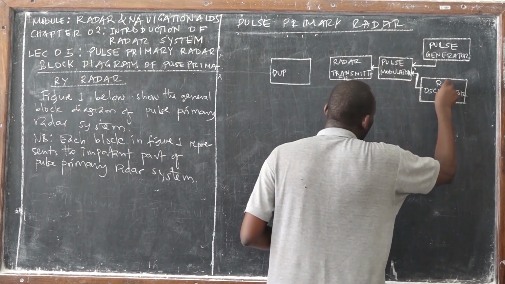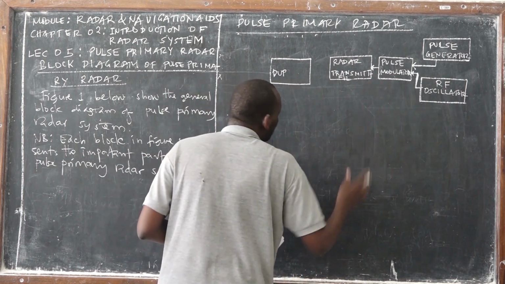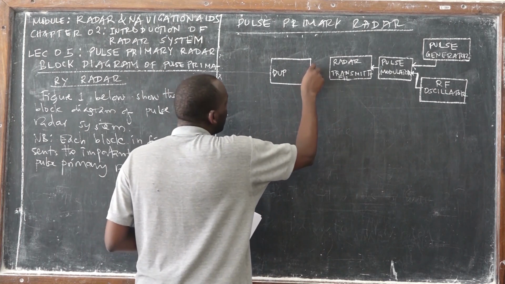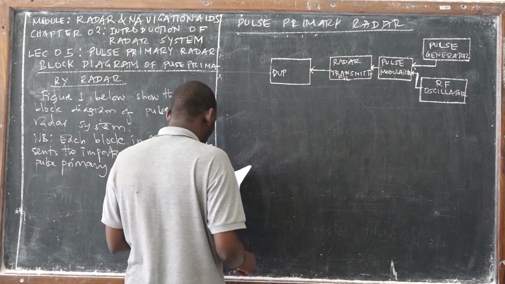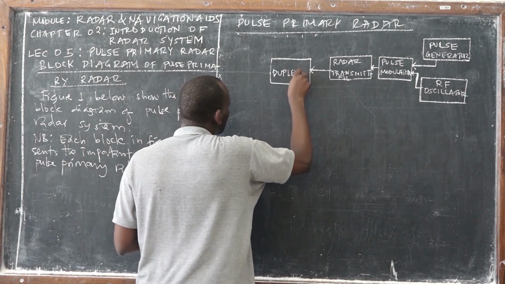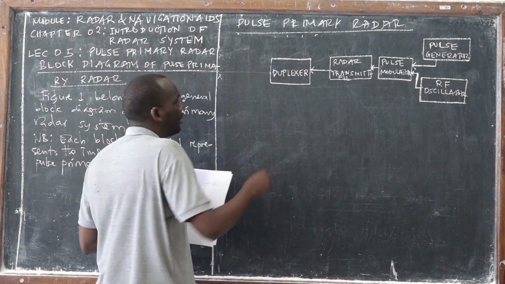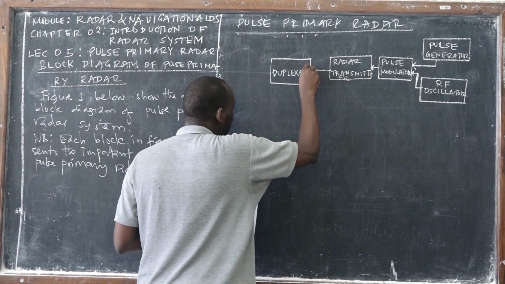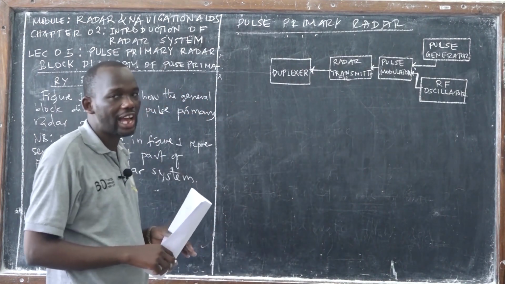Second one is called the RF oscillator. Say RF oscillator. Pulse modulator. Say pulse modulator. And then the next part is called the duplexer. Say duplexer. Precaution: make sure that you draw these block diagrams using a pencil.